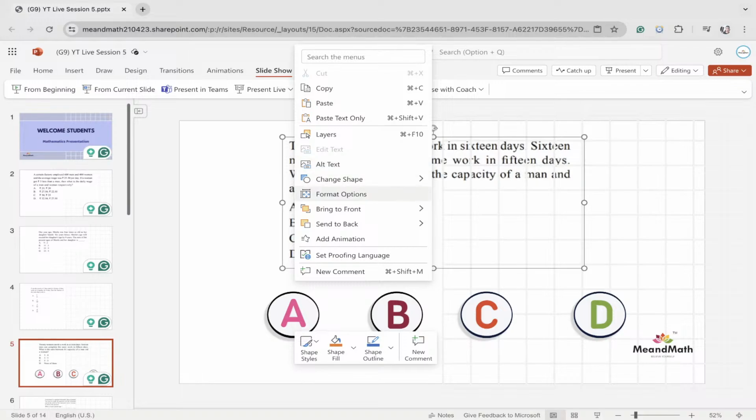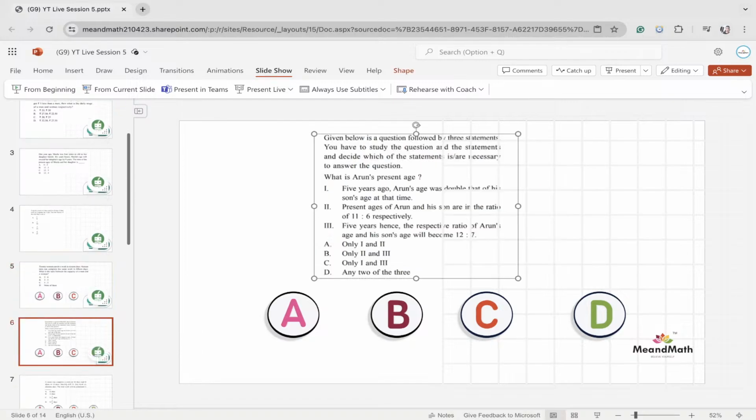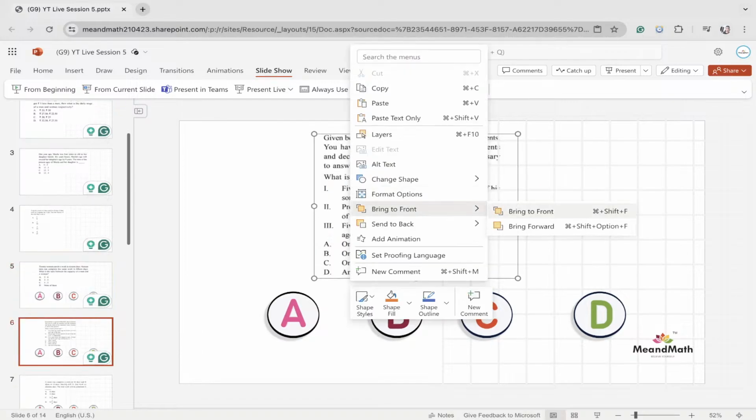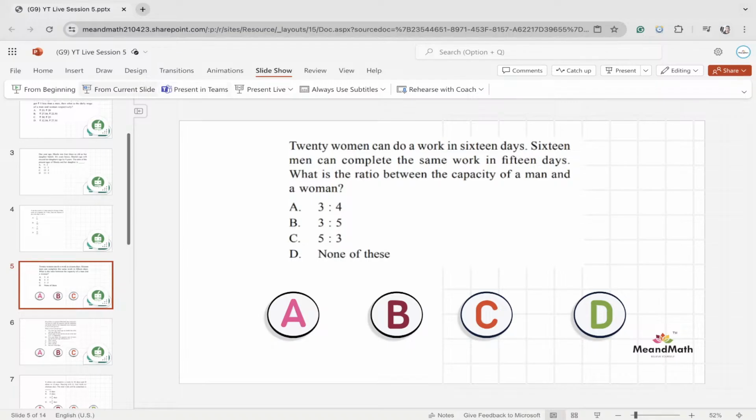Okay, I'll be moving it, bringing it to the front. Okay, can you read the question? Bringing it to the front as well for you to have a proper reading of the same thing, and we would be having the question ready over here.